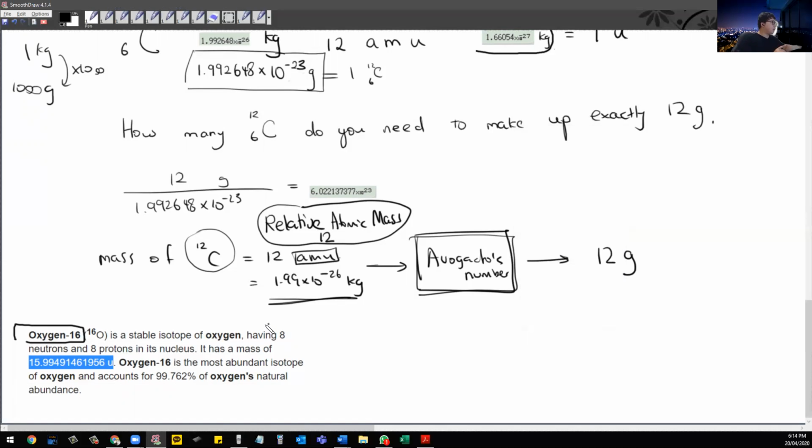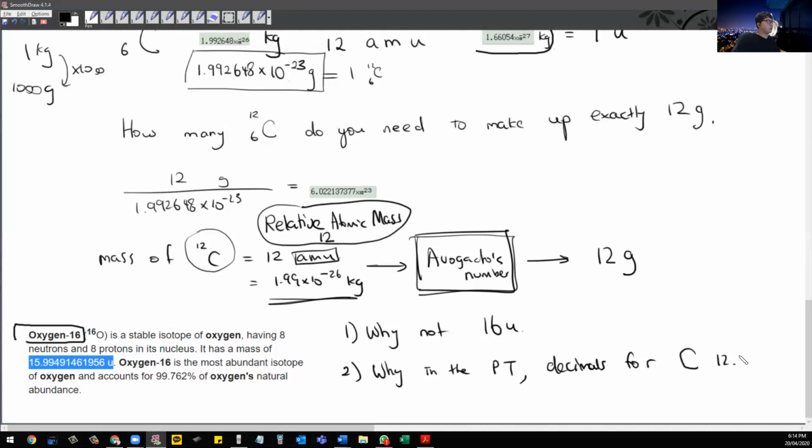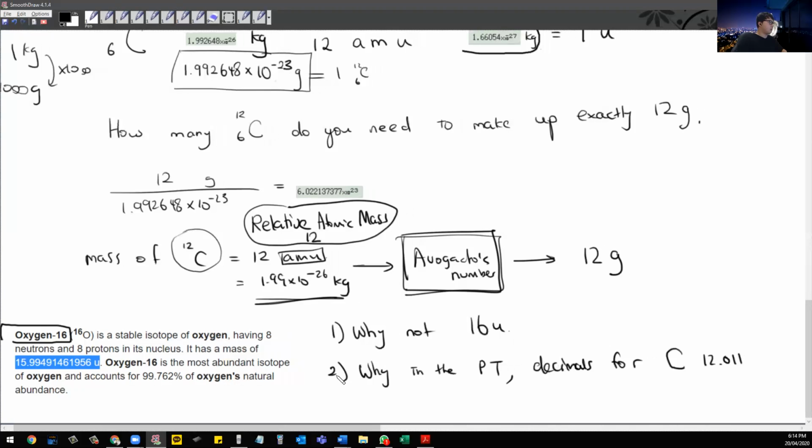Now, obviously, you have two questions, I guess. The first question is, why not 16 U? The second question might be, why in the periodic table do you have decimals for carbon? Because it's like 12.011, right? I'll answer the second question first.